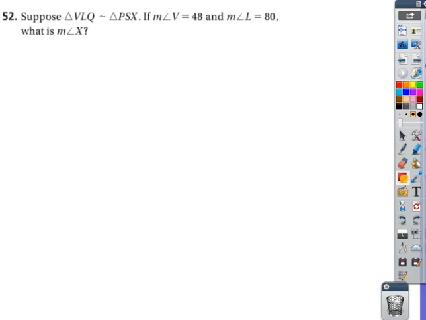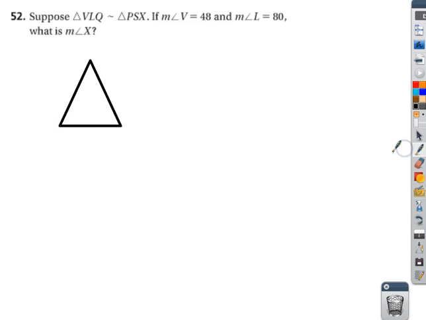Yeah. So let me just sketch a triangle here real quick. I don't care that this looks isosceles because it's just a sketch. This is not drawn to scale. And I'll label this VLQ. And then I'll make another one. Well, let's go ahead and write the angles in here. So V is 48. L is 80. And Q would be what? Yeah, that's it.